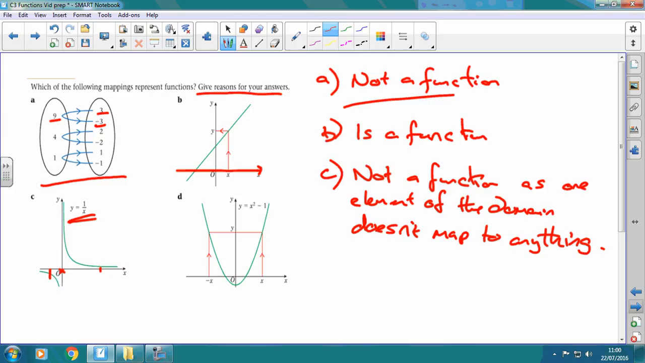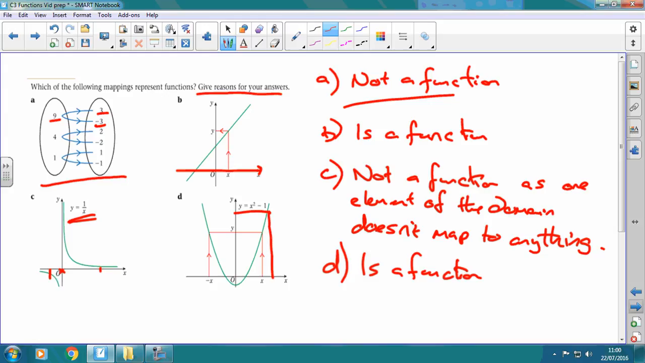Okay, so for the next one, D is a function. And so this is where you've got to be careful, because we say that A isn't a function because we've got one element in the domain mapping to 2 in the range, but here we've got one element in the domain and it only maps to one element in the range.